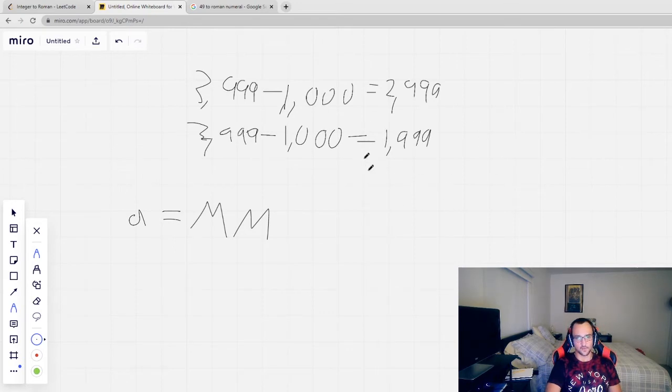Again, we ask ourselves, what's the largest single-digit Roman numeral that we can take away from 1,999? That's M again. So we add another M. And then this would equal 1,999 minus 1,000. Some derpy drawings here, some derpy numbers. We end up getting 999.